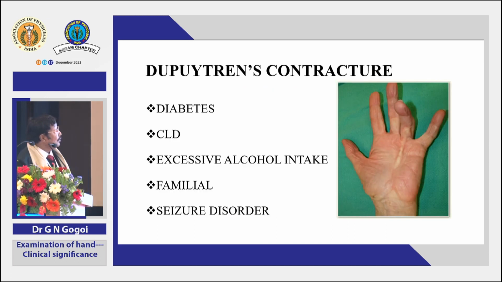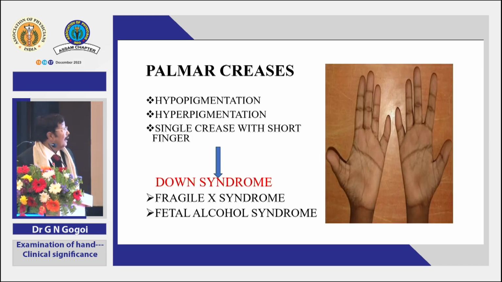Then you look for Dupuytren's contracture. There is thickening of the tissue of the palm, and it may be a cord-like structure. It may pull one or two fingers towards the palmar surface. And then we go on to observe the palmar creases. There can be hypopigmentation because of chronic anemia. There can be hyperpigmentation in diseases like liver disease, and then sometimes there can be a single crease with short fingers in Down syndrome.